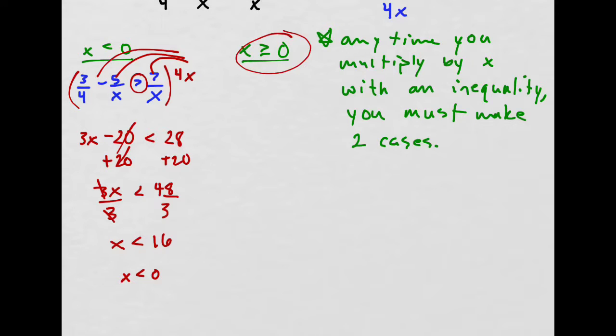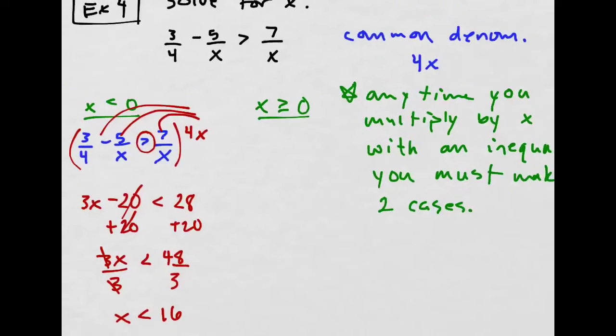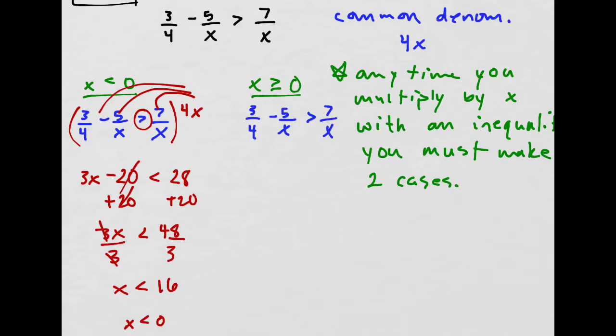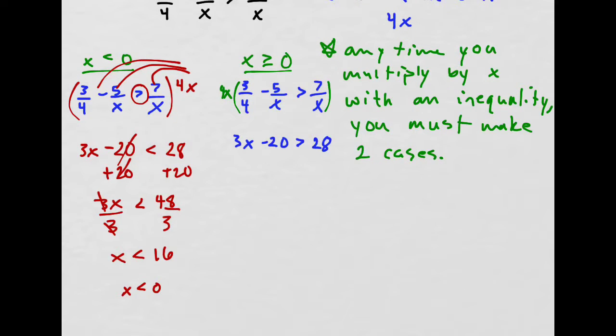Okay, so now let's assume that x is positive. How would this look if x was positive? Well, we do all the same things. I'm going to multiply by 4x, except this time I'm going to keep that sign the same. So everything happens the same exact way, except I just get x is greater than 16. It's all the same calculation, so x is just greater than 16.